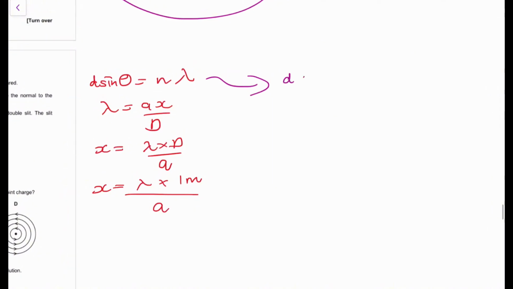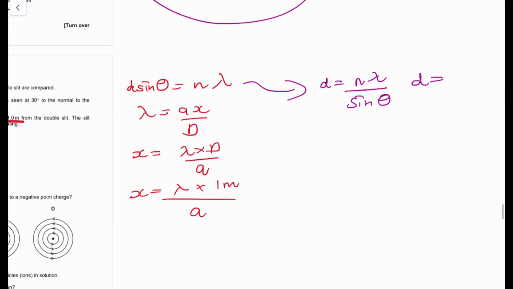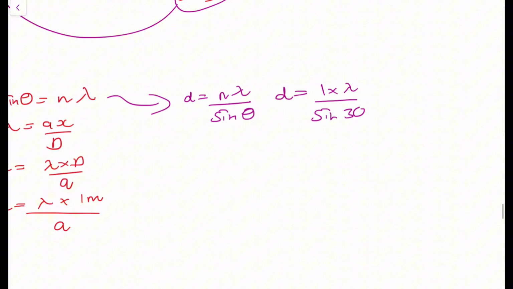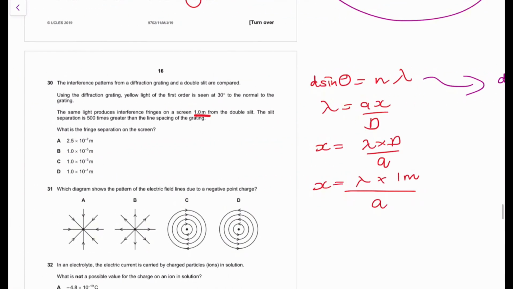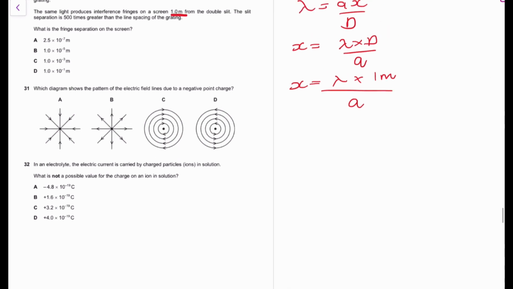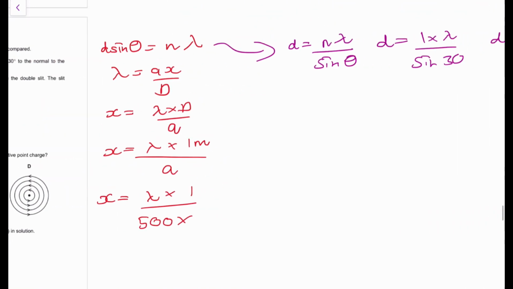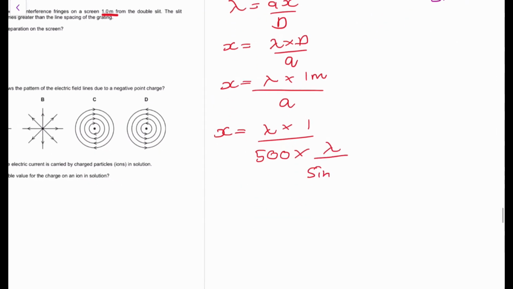We know that d is equivalent to nλ divided by sin θ. The order is the first order, so n is 1, times λ divided by sin 30. So this is our value of d: λ divided by sin 30. But the value of a is 500 times that. So the value for x is λ times 1 divided by 500 times λ over sin 30.